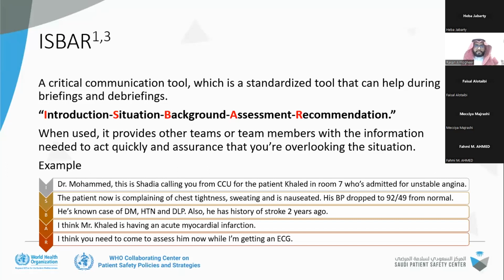The assessment of the nurse: I think Mr. Khalid is having an acute myocardial infarction. The recommendation from the nurse herself: I think you need to come to assess him now while I'm getting an ECG. So this gives the physician the urgency of the situation, and gives him the basic information about what is happening to the patient Khalid in the CCU. While he's going to the CCU, he will start thinking about differentials, what he needs to do, what interventions or other services he can call.